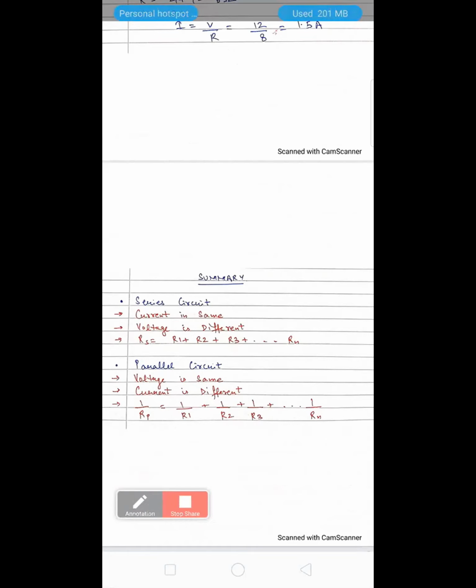Now coming to the summary. Series circuit: current is same, voltage is different, resistance is R1 plus R2 plus R3 and so on. Parallel circuit: voltage is same, current is different, 1 by R equals 1 by R1 plus 1 by R2 plus 1 by R3 plus 1 by Rn. So this summary is clear to you? Are you able to find which is series circuit, which is parallel? Yes, ma'am.